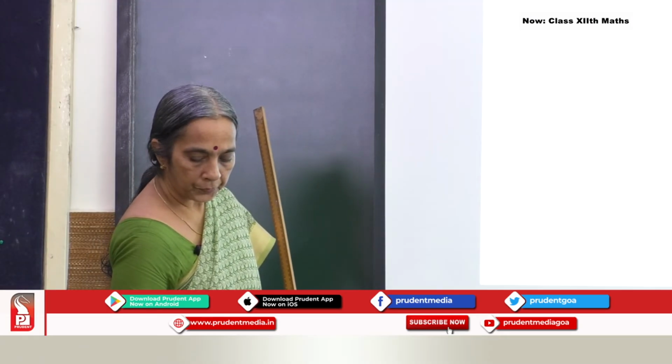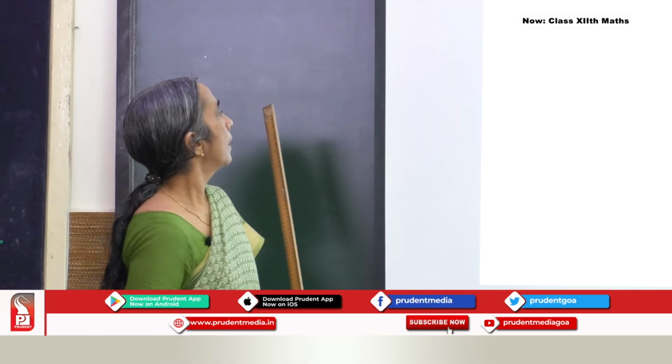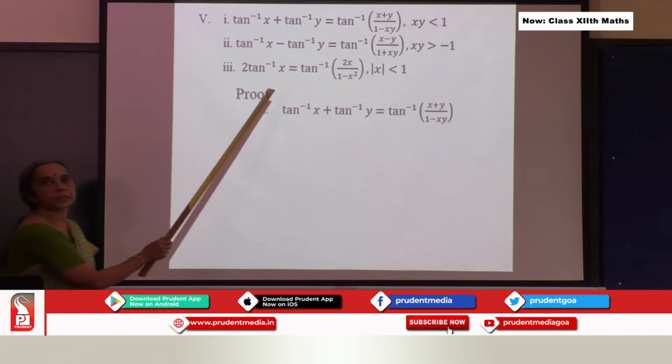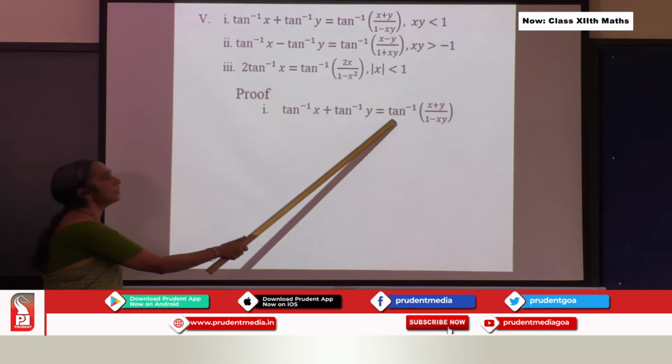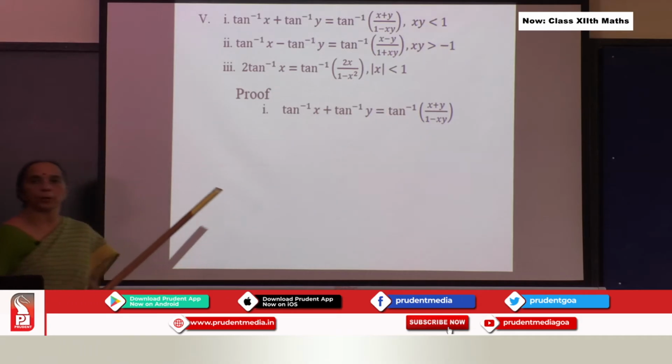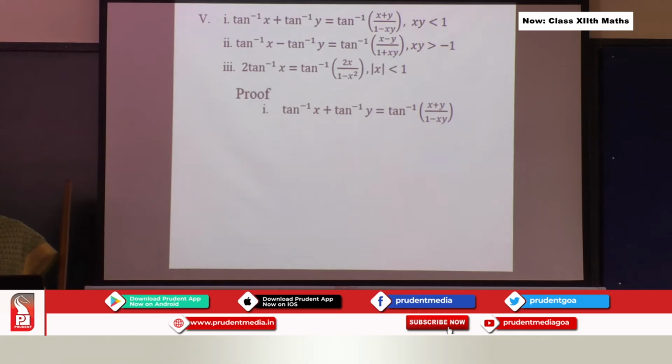Here is the proof. Proof of the first one: tan inverse of x plus tan inverse of y is tan inverse of (x plus y) upon (1 minus xy).